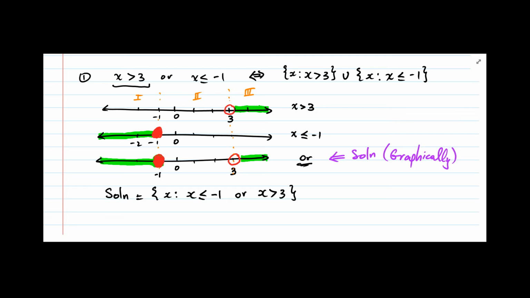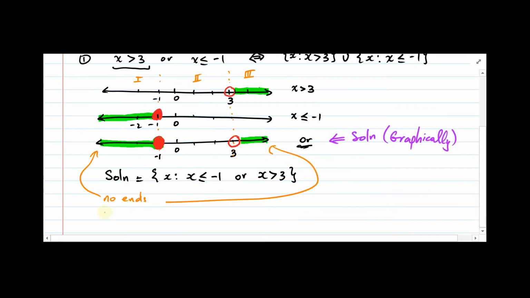Sometimes when we have these, where there's no end to our solution in either place, we call these sets unbounded. So we sometimes will say that this is an unbounded line or an unbounded solution. Okay.